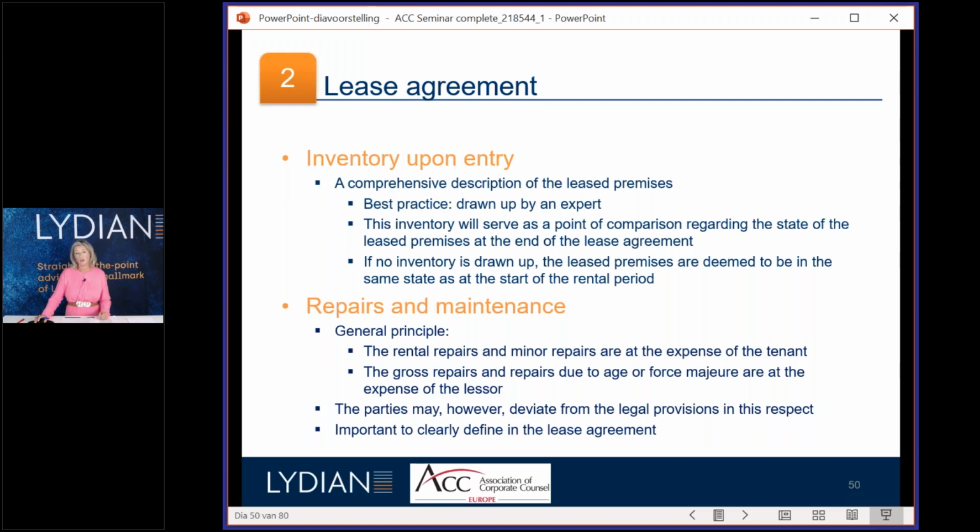Repairs and maintenance, also a very important topic. Parties are free. There are several options open, so the parties can decide which regime they will apply in the lease agreement at hand. Normally, the gross repairs and the repairs due to age or force majeure are at the expense of the lessor, and the other repairs, the rental repairs and the minor repairs, are at the expense of the tenant. But please note that the parties are free to derogate from the legal provisions in this respect, and we believe it is quite important to clearly define the rights and obligations in the lease agreement itself.